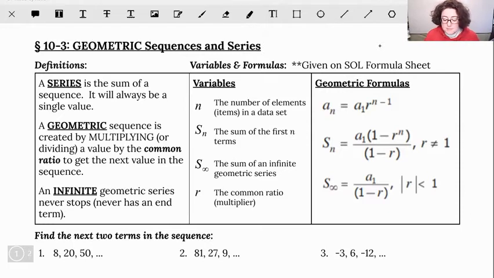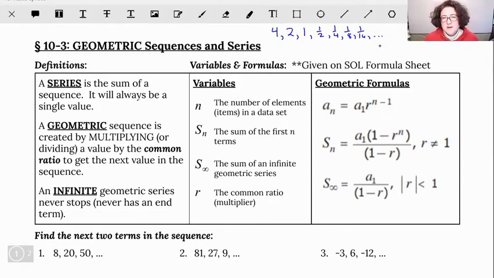So for example, if we started with 4 and then we divide by 2 in each step, so divide by 2, divide by another 2, divide by 2, our fractions keep getting smaller and smaller, and eventually we're going to have a teeny tiny fraction that, for all intents and purposes, will get down to 0 or very close to 0.